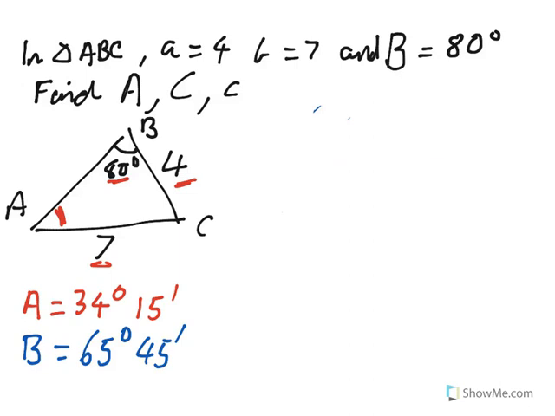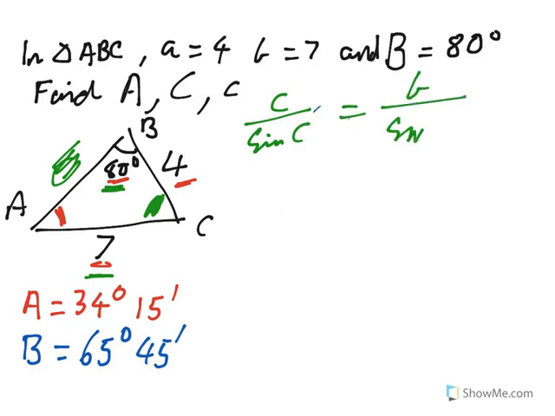Alright, then finally we're asked for side c. So side c is this one. So we need to use angle C because that's opposite. And then we can choose, we're going to choose those because we've already been given those. So the bit we're going to use is c over sine C equals b over sine B.